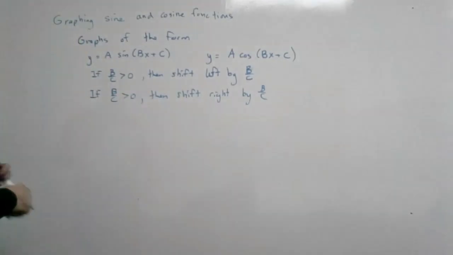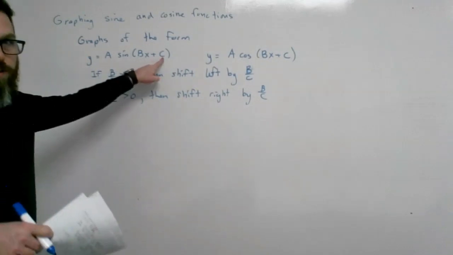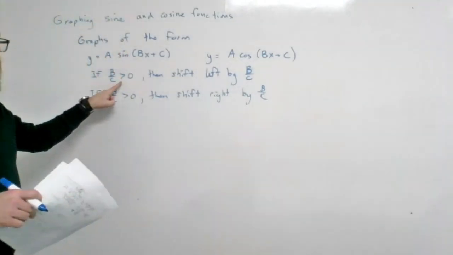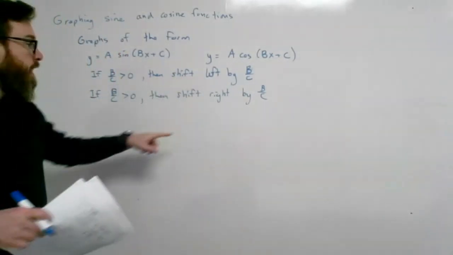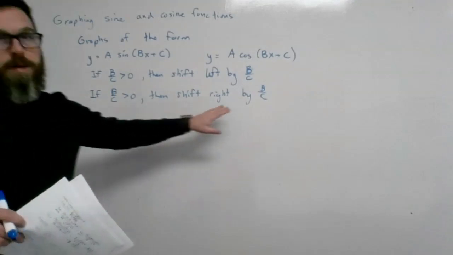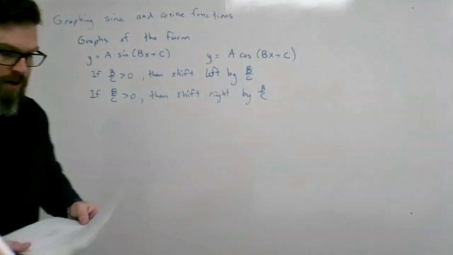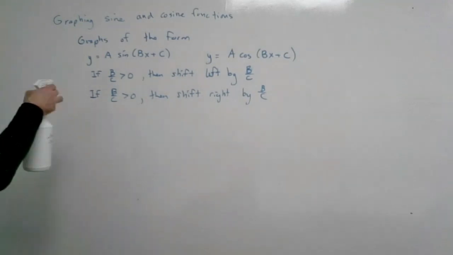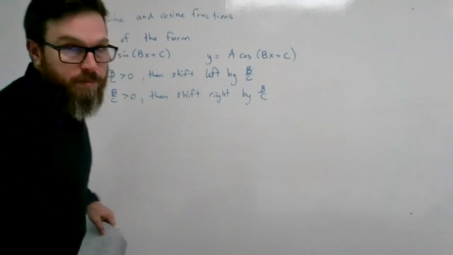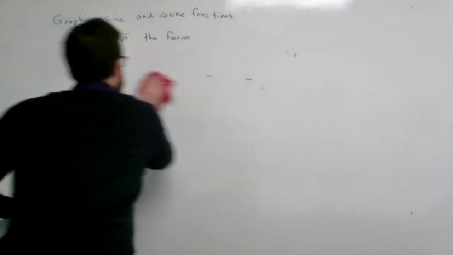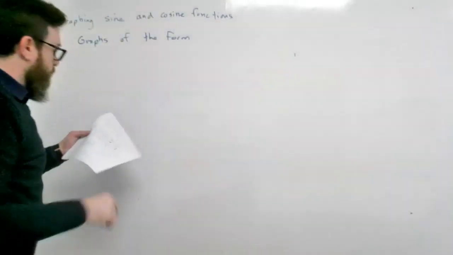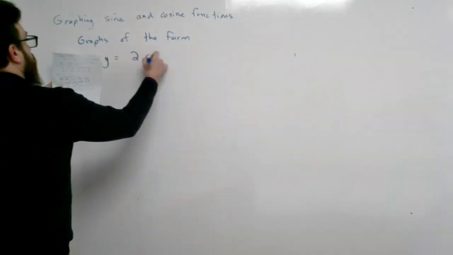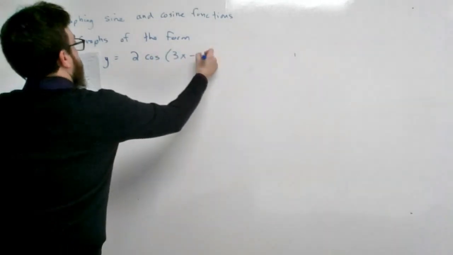So the last form that we're going to talk about is when we have a horizontal shift included as well. So this plus c on both of these ends. So if b over c is greater than 0, we're talking about a shift left. But if b over c is less than 0, then we're talking about a shift right. So what I want to do is graph something of the form y is equal to 2 cosine 3x minus pi.